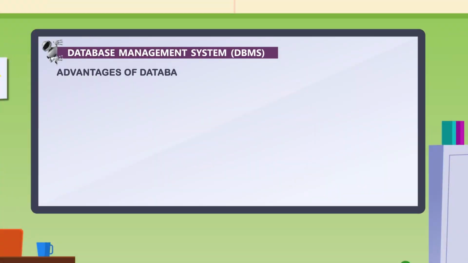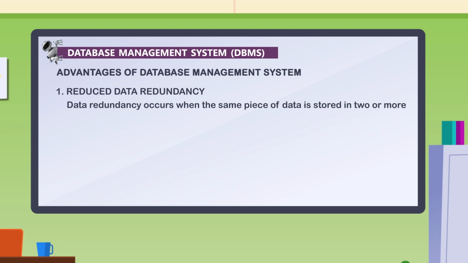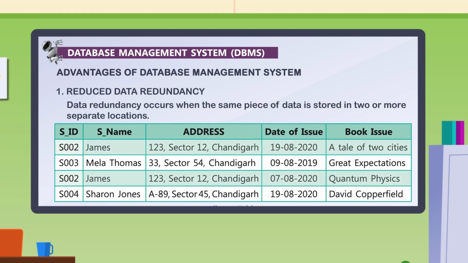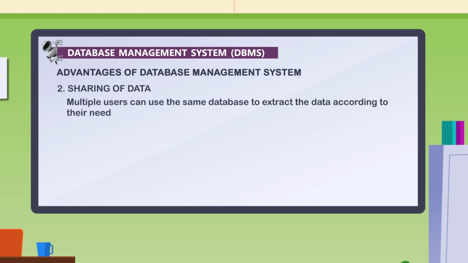The advantages of database management systems are the reduced data redundancy. Data redundancy occurs when the same piece of data is stored in two or more separate locations. For example, in this table, the record of James is repeated 2 times, which is not necessary and is a waste of space. Second advantage is sharing of data, meaning multiple users can use the same database to extract the data according to their needs.